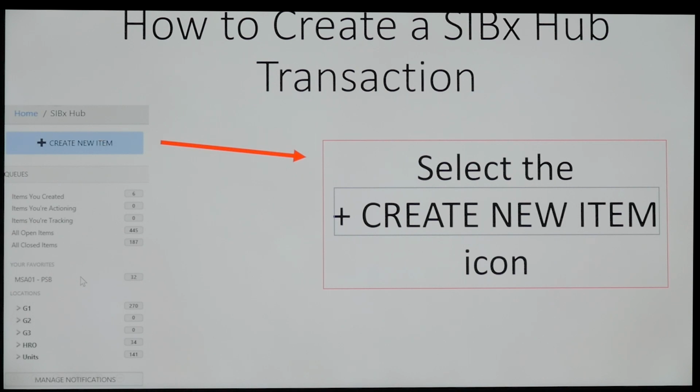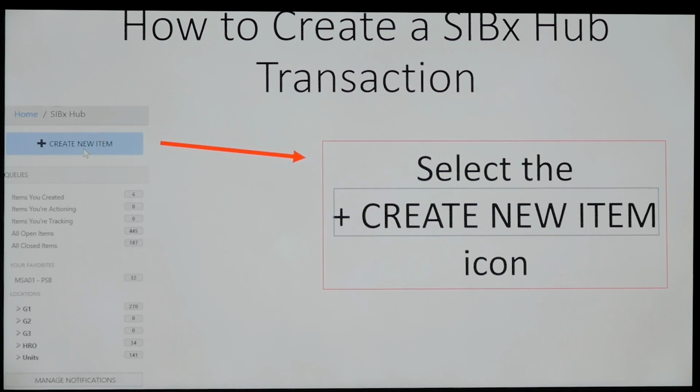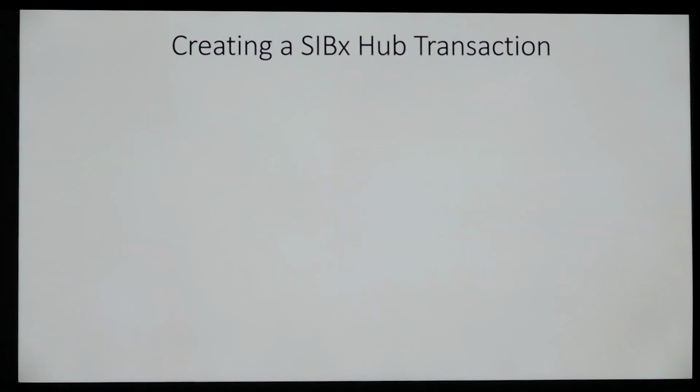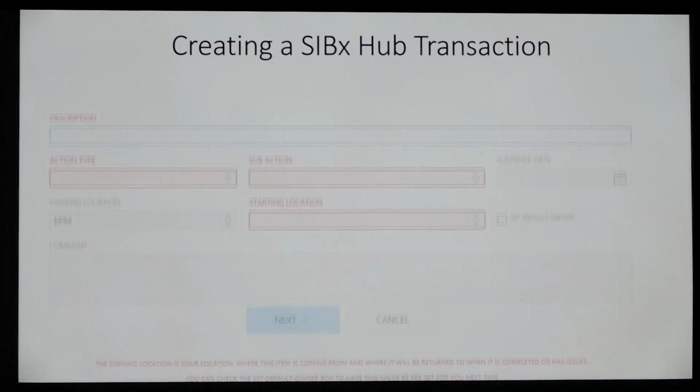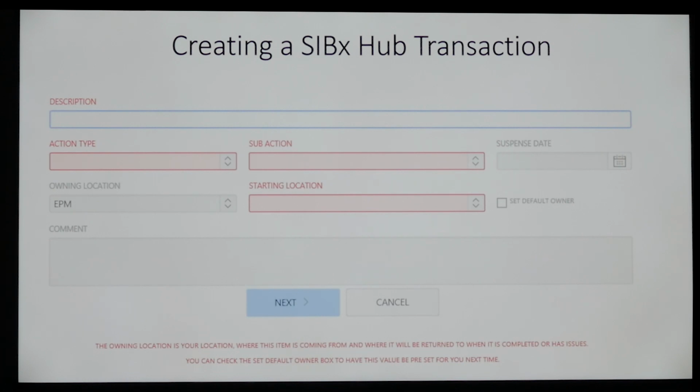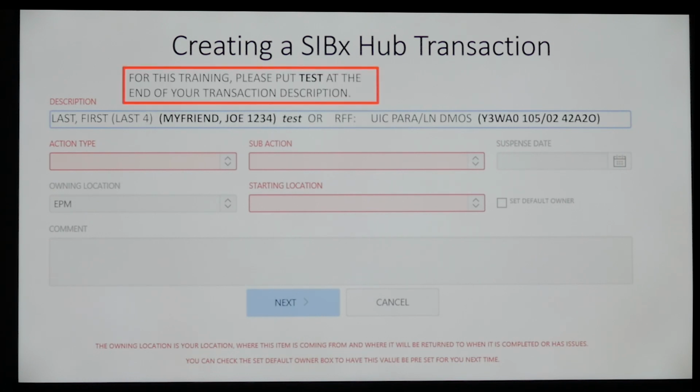How to create a SIBx Hub transaction. Click on Create New Item at this time to create a new SIBx transaction. This box will appear. The description box is very important in creating your SIBx Hub transaction. For this exercise, you may put last, first, and the last four. For example, my friend Joe, 1, 2, 3, 4. Please put test after your description, as this is a test item and we don't want to confuse it with anything else.